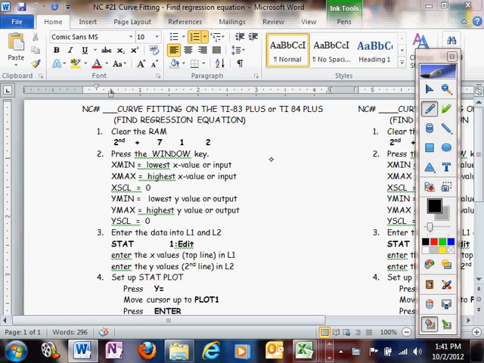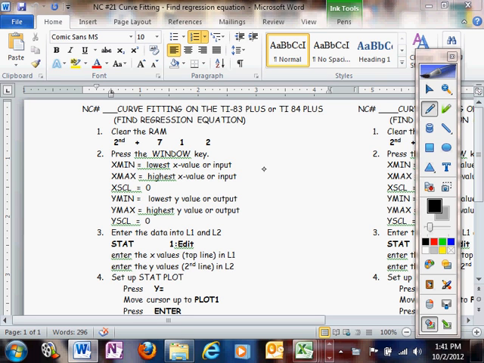Let's talk about curve fitting on the TI-83 Plus or the TI-84 Plus, or in other words, finding the regression equation, also known as the line of best fit. What we're going to do here is I'm going to read through this note card, and then we're going to go through an example and apply the note card.